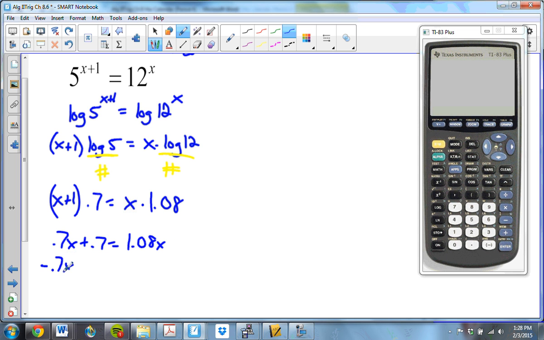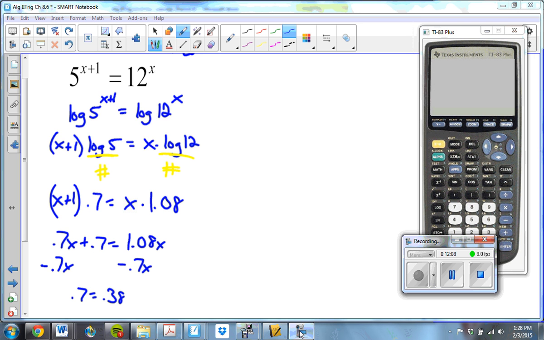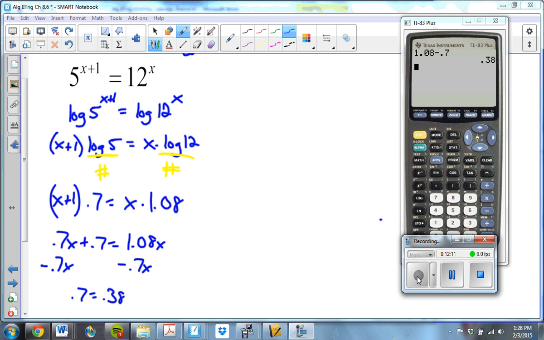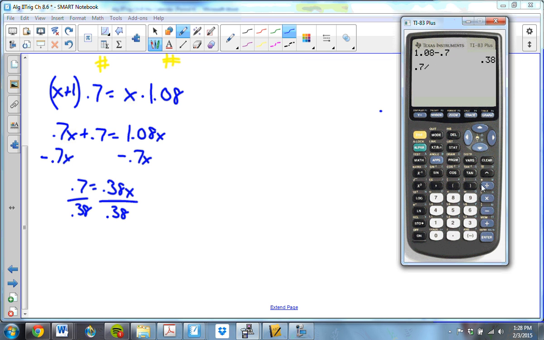Subtract the 0.7x from both sides, and I get 0.7 equals 1.08 minus 0.7. Ah, you froze on me. Yeah, it's 0.38. I know it was. So I really have 0.38x equals 0.7. Divide both sides by 0.38. 0.7 divided by 0.38 is 1.84.